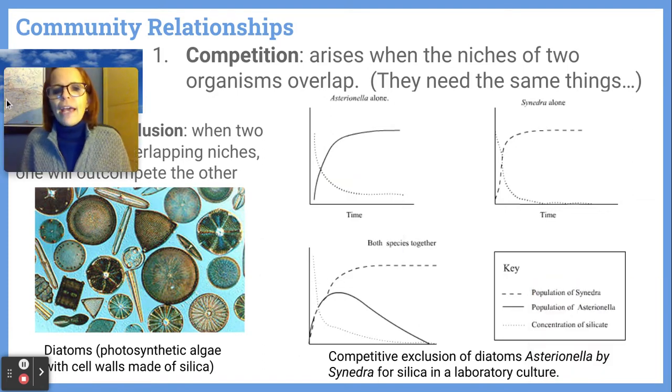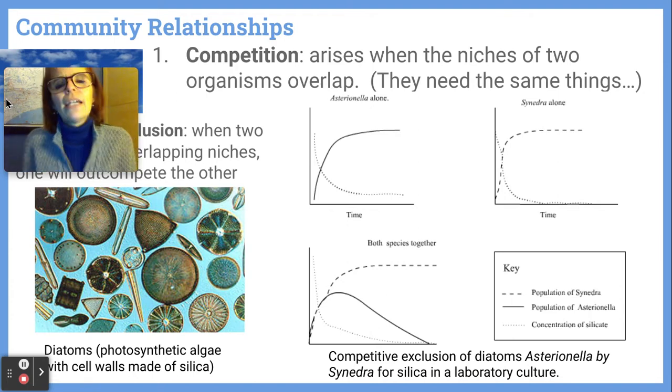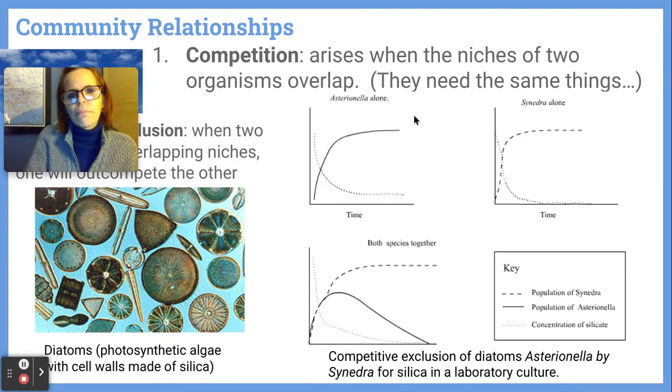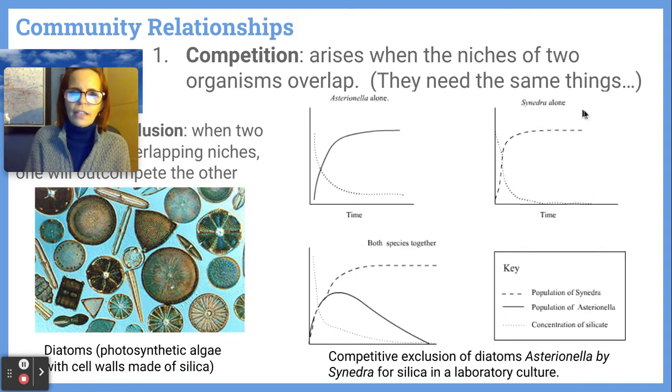If you take a look at the graphs here, we have a laboratory experiment where diatoms are given an environment that has plenty of silica in it. And so if you look at the first graph, you see the Asterionella, it's using the silica in the environment. So the silica is going down and the Asterionella is increasing in population. And you see that nice leveling off as it hits its carrying capacity. All right, and then in a different aquarium, we are growing the Synedra, and we see that it's using the silica in the same way. Its population levels off just like the other one.